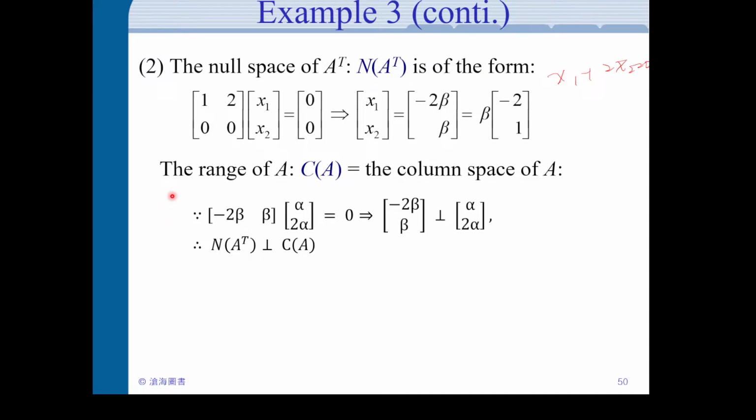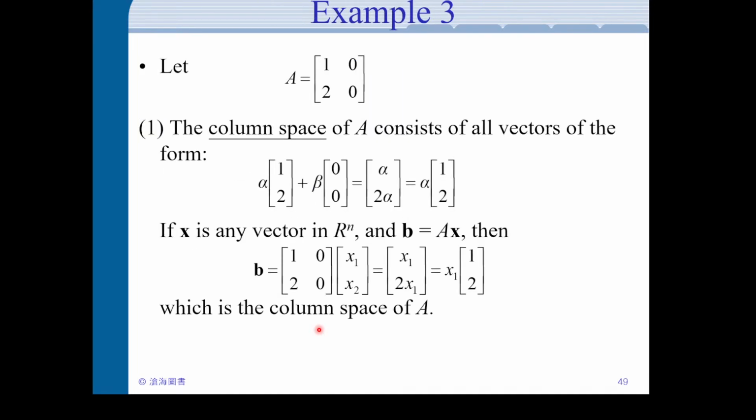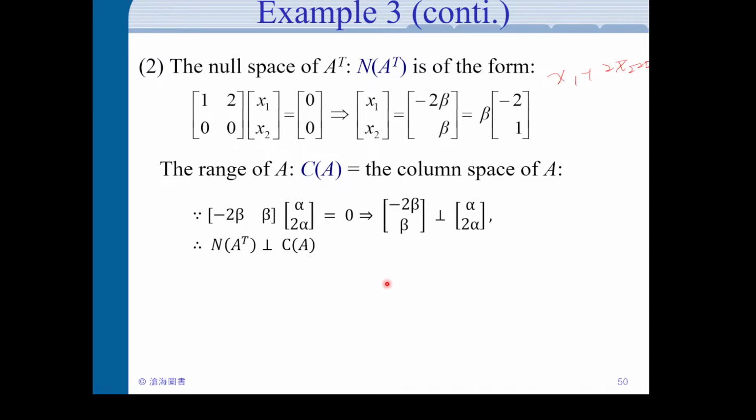Okay. And so we take anything inside the null space of A transpose and take the inner product with anything inside the column space of A. We see that it's alpha beta times (-2, 1) and (1, 2), and it will be 0. So we check that the null space of A transpose is perpendicular to the column space of A. But here we haven't proved that they are orthogonal complements, it's just a bit of checking that they are orthogonal to each other. Okay, so let's take a 10-minute break.